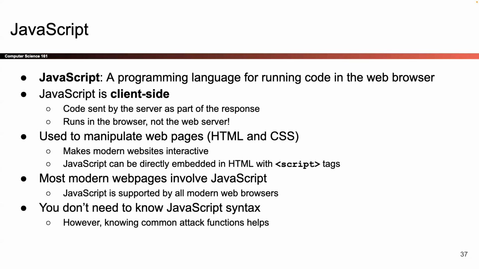Okay. So again, if everything else is just boring old definitions, JavaScript being client-side is going to be really important for the attacks that we do, because it's important to know who is executing that code. Is the browser executing it? Is the server executing it? That is an important distinction that we're going to see.